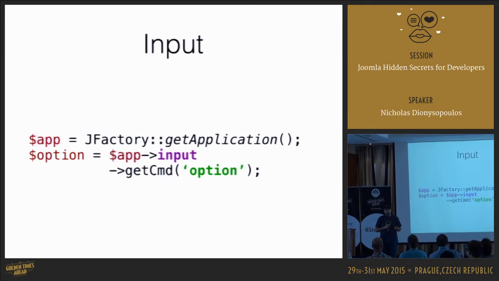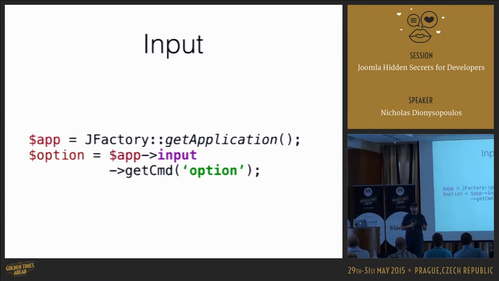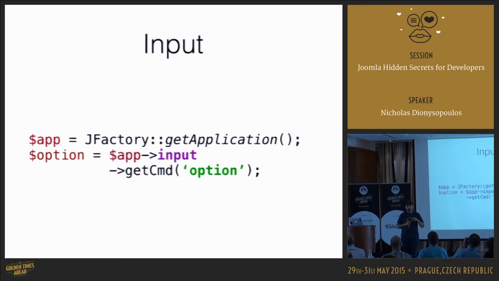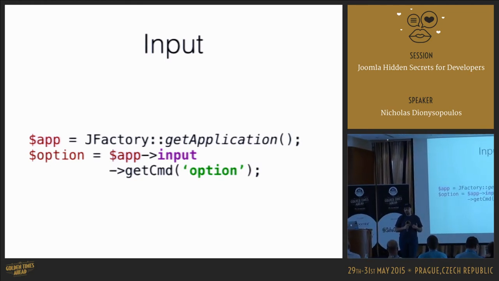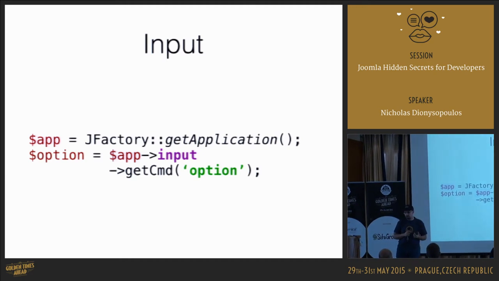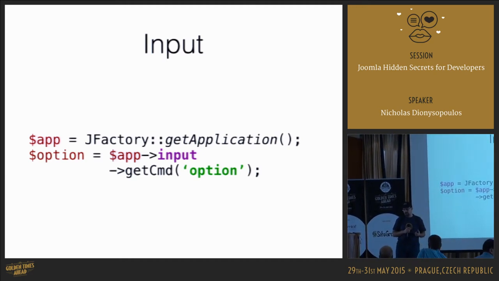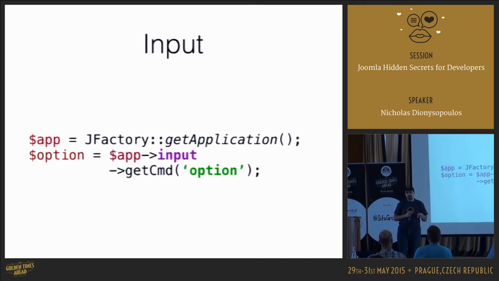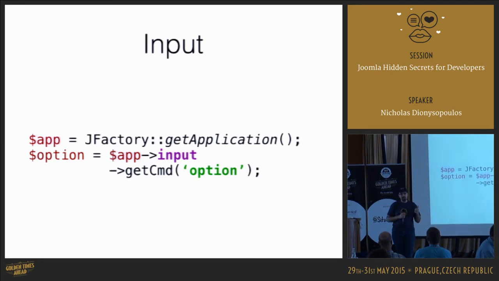Most likely, when you were using PHP as a scripting language, you were referencing the global $_GET, $_POST, etc. Never do that with Joomla. Always go through the JInput object that you can get from JFactory::getApplication. I want to say that at the end of this presentation, I will have a link to the file, so if you cannot see the code, you can see it there.